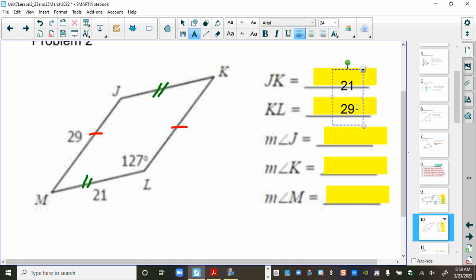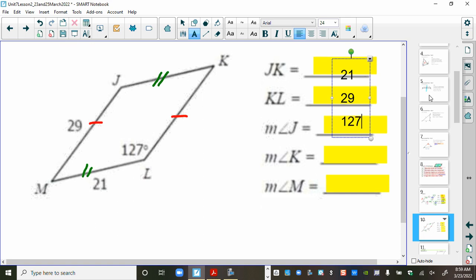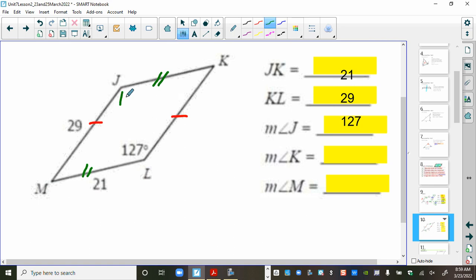Okay, what about now out of angle J, K, or M? Which one's the easiest to find? Which angle out of those three is going to be the easiest one to find? Look at that diagram. J, you're right. What will angle J be? Yeah, because they're close. J and L are going to be 127.